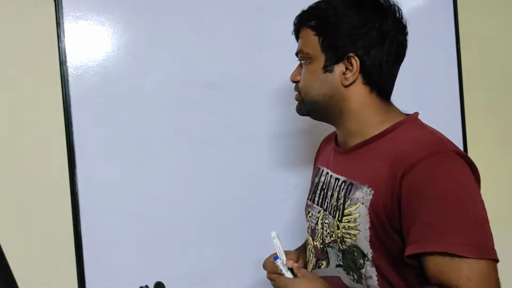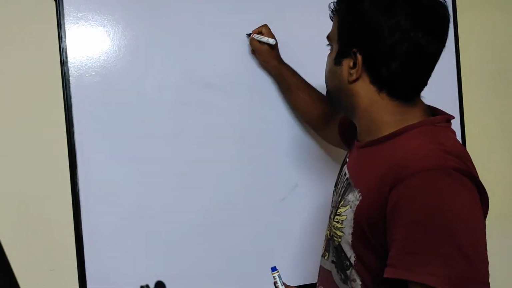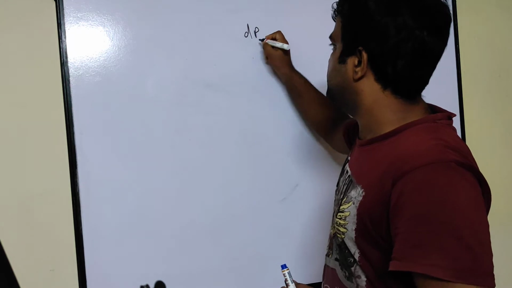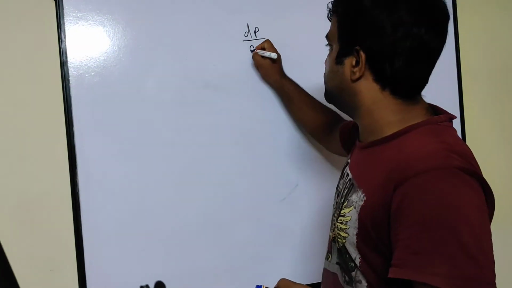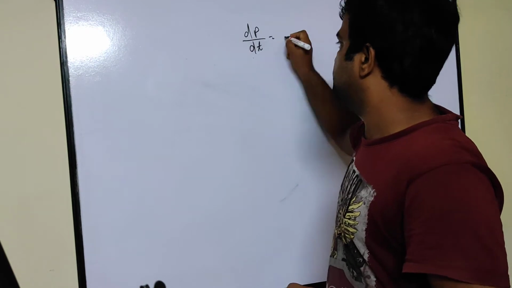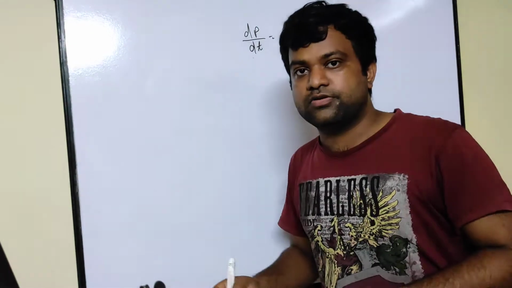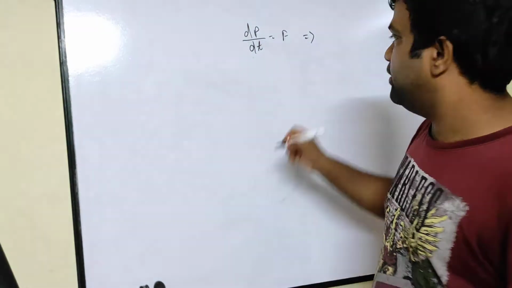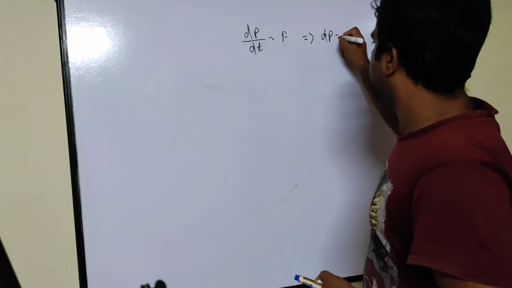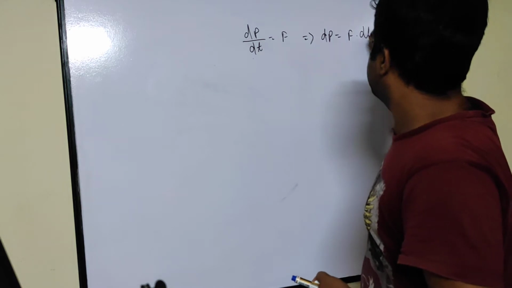Hello everyone. Today in this video we'll solve problems from impulse. So you know that impulse is your change in momentum. Also, you know that from Newton's second law, dp by dt, the rate of change of momentum, is your force. Now you can write this as dp is equal to F dt.